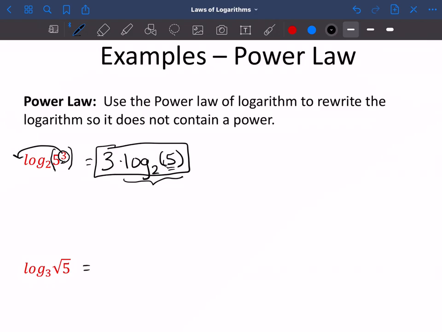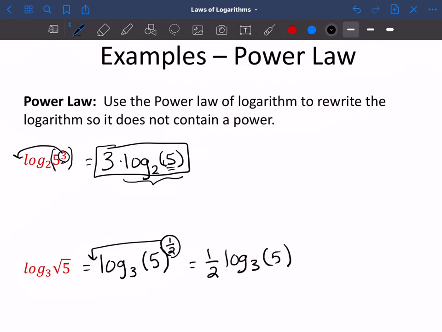Now for our next example that has the square root, we have to remember that square roots can be rewritten as rational exponents. So the square root of 5 is the same as 5 to the 1/2. So now we're going to take our power 1/2 and write it out front. And we get 1/2 times the log base 3 of 5. And we are done.